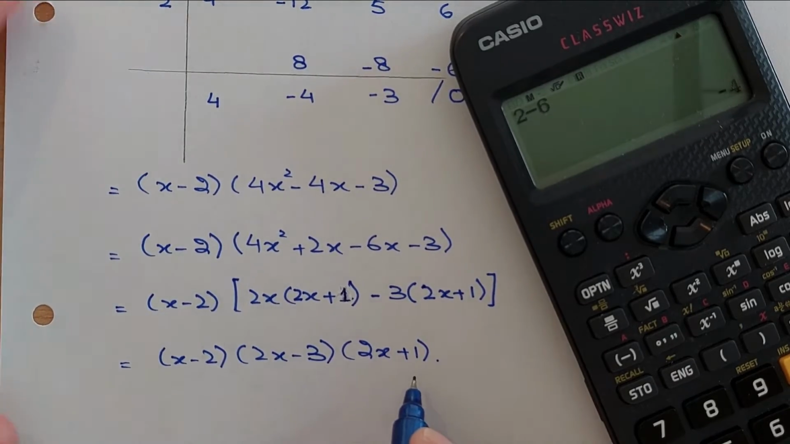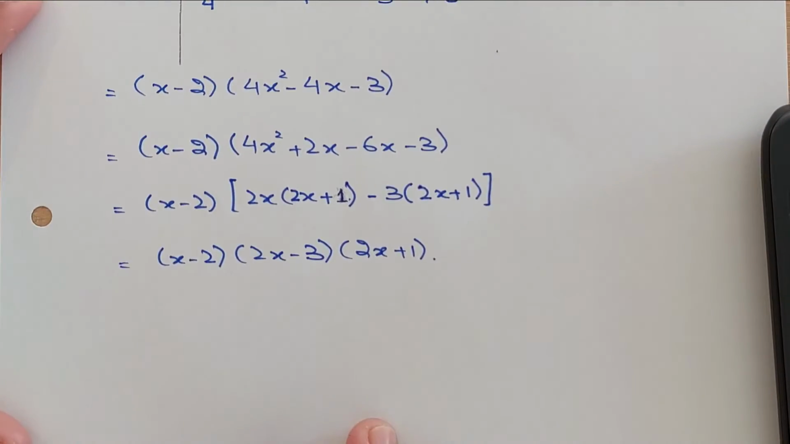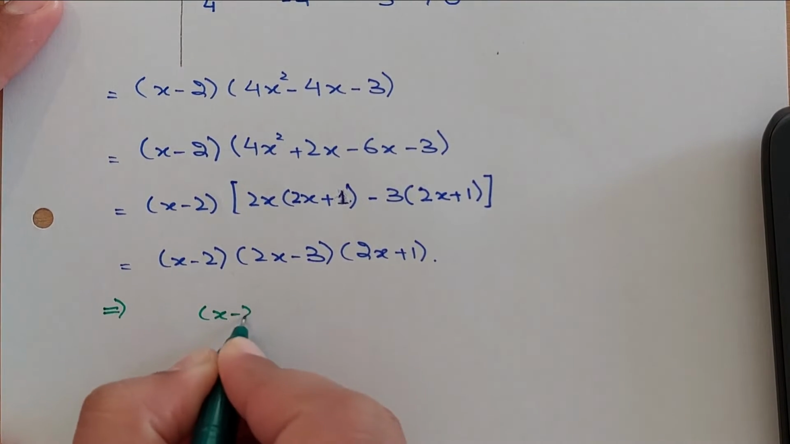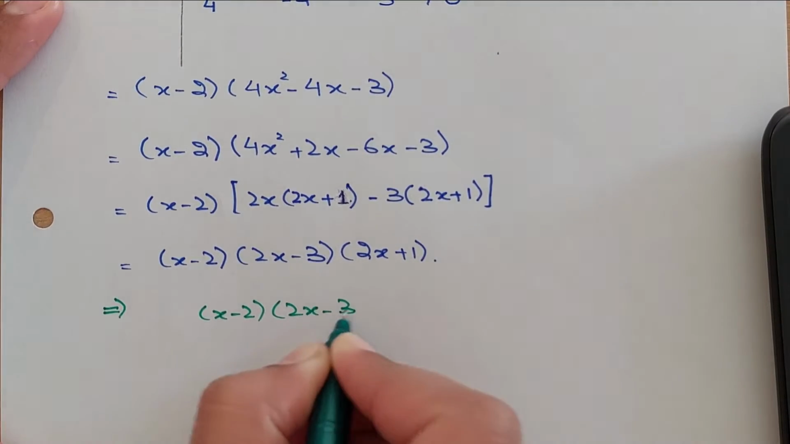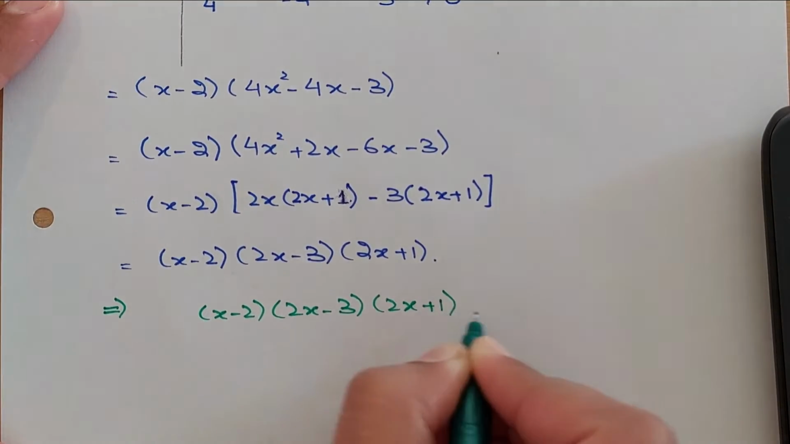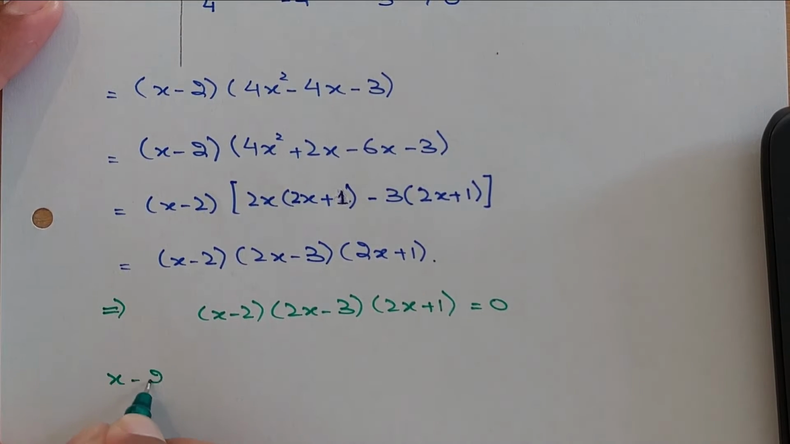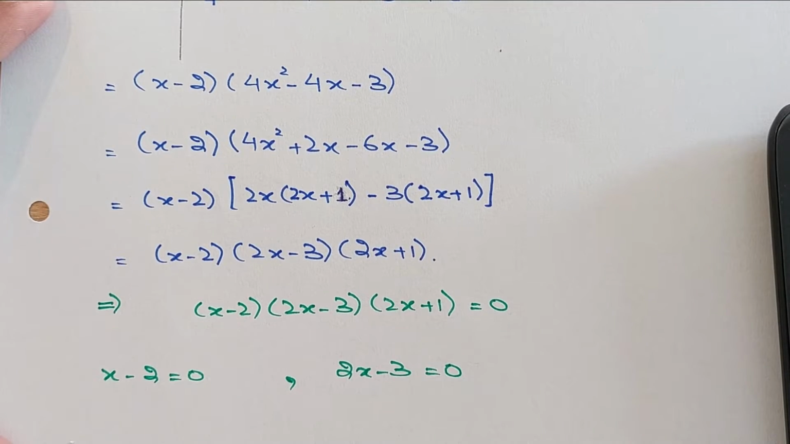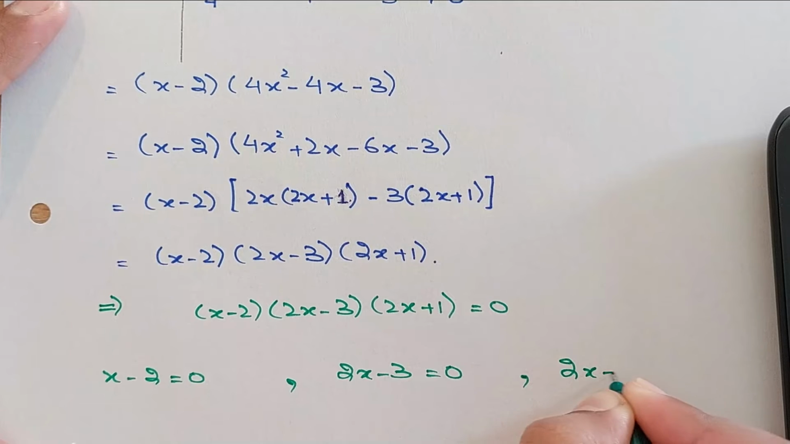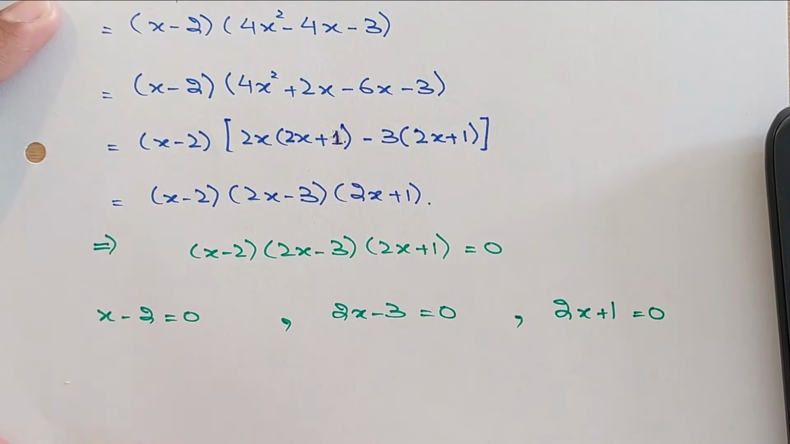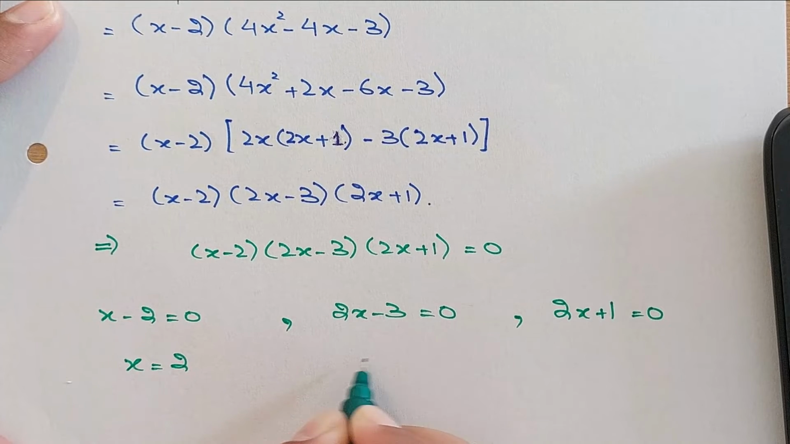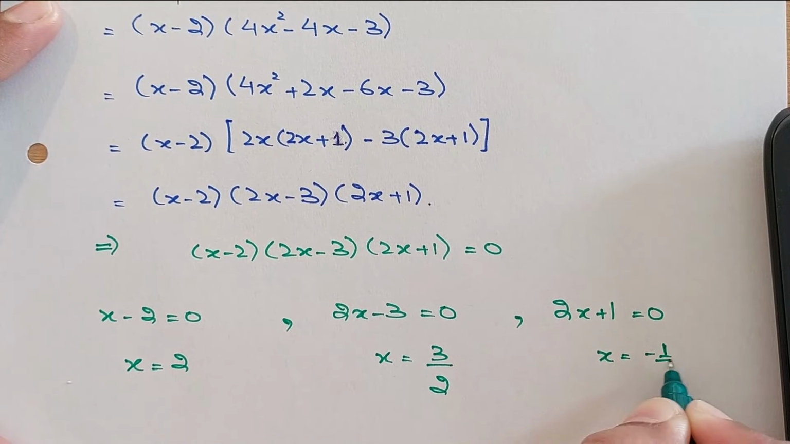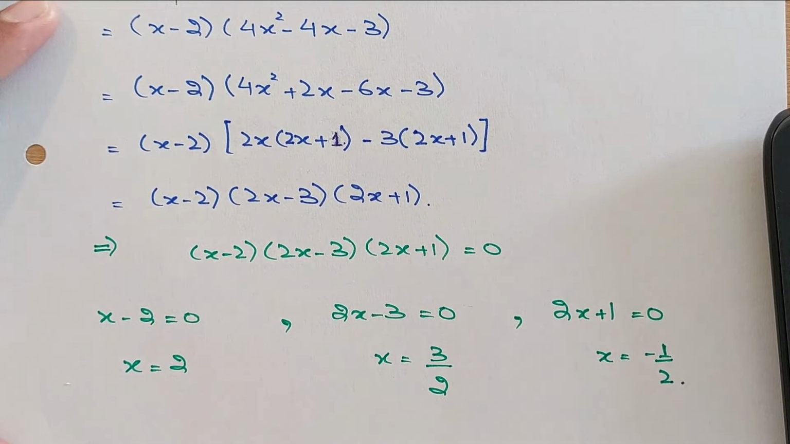So we factorize this. Now we have to put this polynomial equals to 0, and we have to solve it. Okay, now this means that we can say x minus 2, 2x minus 3, and 2x plus 1 equals to 0. So we have all the three factors equals to 0. 2x minus 3 is equals to 0, and we have 2x plus 1 is equals to 0, right? So we have the values of x equals to 2, x is equals to 3 by 2, and x is equals to minus 1 by 2. So these are the three values of x.